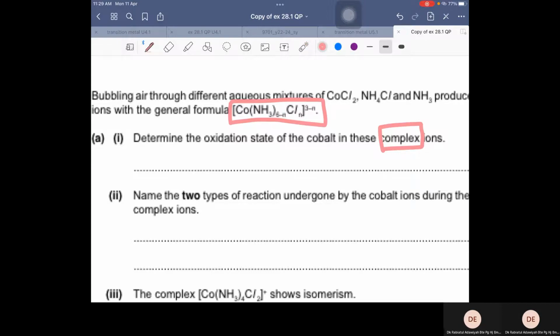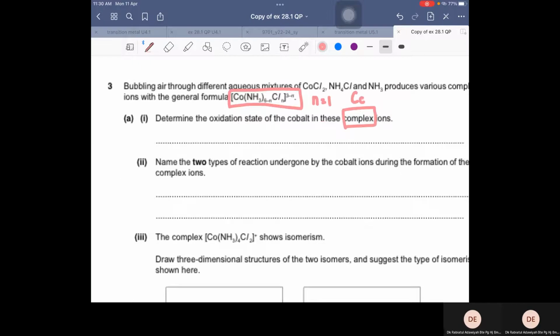All right, since we want to work out the oxidation state of the cobalt, we can just use any integer n, as long as it's between 1 and, I think it works with 6 as well. Yeah, between 1 and 6, okay? Not bigger than that. So if we just use n equals 1, we should get cobalt with 6 minus 1 is 5 ammonia, and Cl is just 1. Our overall charge would be 3 minus 1 is plus 2.